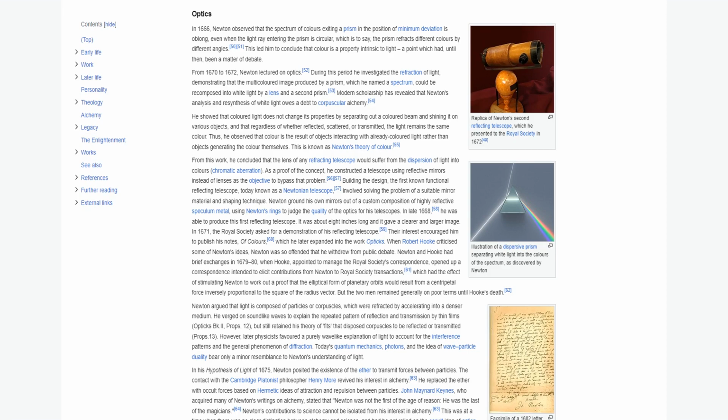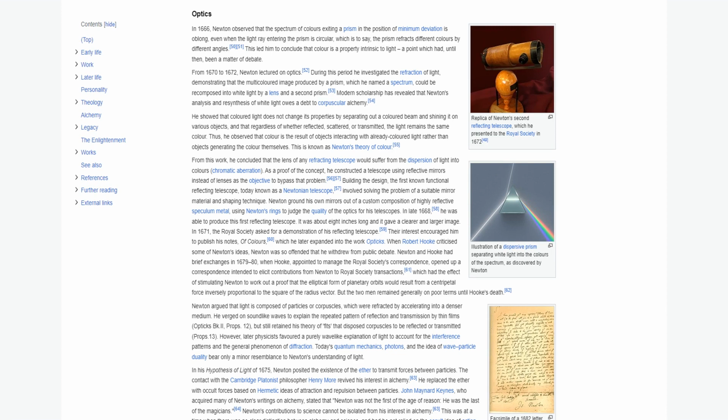In 1666, Newton observed that the spectrum of colors exiting a prism in the position of minimum deviation is oblong, even when the light ray entering the prism is circular, which is to say, the prism refracts different colors by different angles. This led him to conclude that color is a property intrinsic to light, a point which had, until then, been a matter of debate.